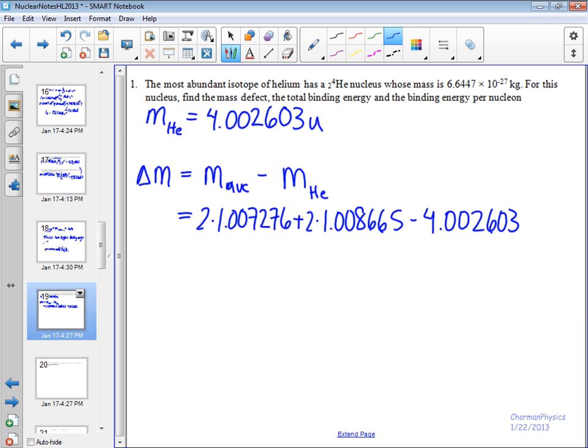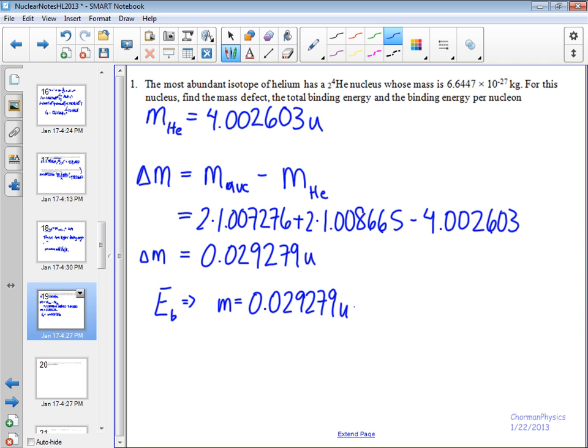Okay. And this is all in unified atomic mass units, and what we end up with here is a mass defect equal to 0.029279 unified atomic mass units, okay? I'm not worried about electrons here, we're just dealing with the nucleus, all right? So to convert this into the binding energy for the whole nucleus, we're going to take the mass and convert it into electron volts per c squared. That is going to allow us to directly convert to mega electron volts.